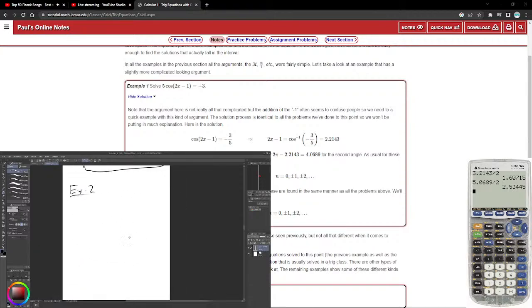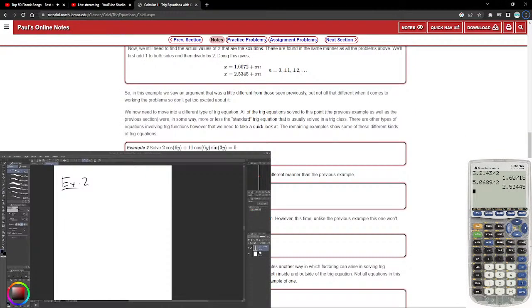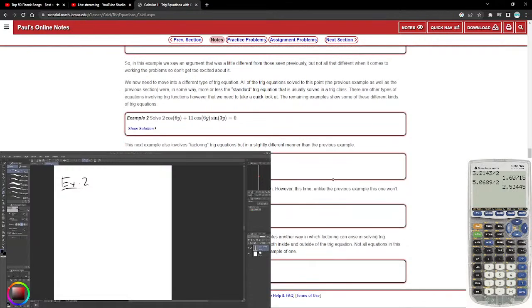Example 2. So in this example we saw an argument that was a little different from those seen previously, but not all that different when it comes to working the problem, so don't get too excited about it. We now need to move into a different type of trig equation. All of the trig equations solved to this point, the previous example as well as the previous section, were in some way more or less the standard trig equation that is usually solved in a trig class. There are some other types of equations involving trig equations, however, that we need to take a quick look at. The remaining examples show some of these different kinds of trig equations.